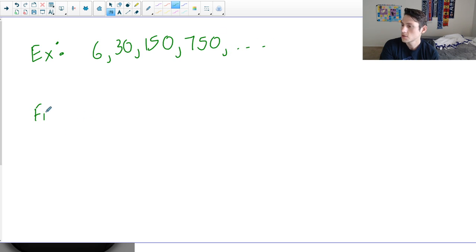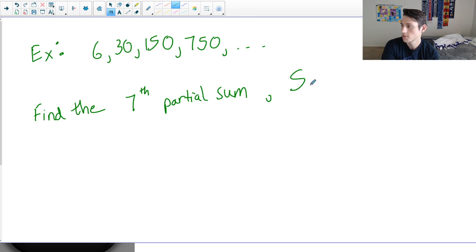And let's say we want to find the 7th partial sum. All right, so that would be S7. Well, we already know a couple things. We already know the starting amount is 6. We know the ratio is 5 because it takes multiplying by 5 to get to each next term.